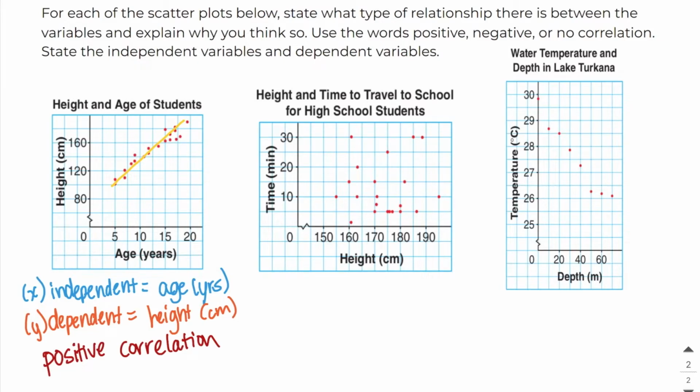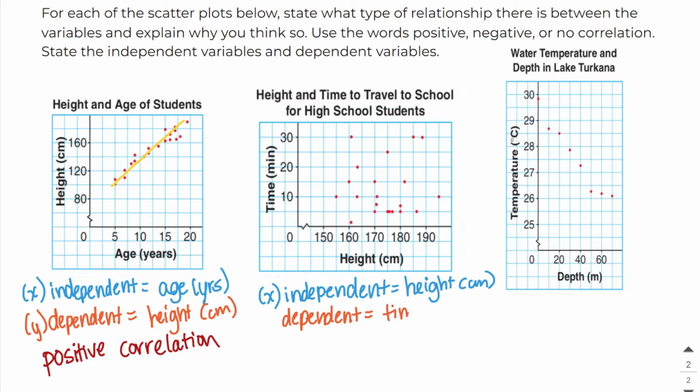Okay, in our next example, we're looking at height and time to travel to school for high school students, right? So our independent variable right here would be the height in centimeters. How do I know that? Because this is the x value. And then we know that our dependent variable is the time in minutes. And again, how do we know that? Because this is our label on our y-axis right here.